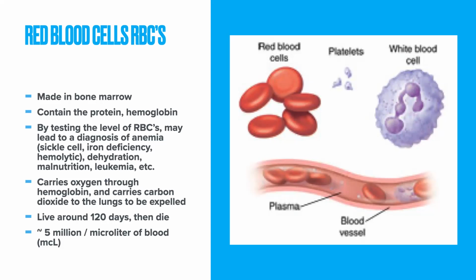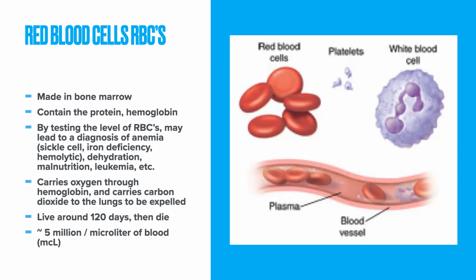Okay, perfect. So by testing the levels of the red blood cells, it may lead us to a diagnosis of anemia, sickle cell, iron deficiency, and hemolytic anemia. I can't ever pronounce this. I look at it and it sounds and looks weird and my brain doesn't work with it. Dehydration, malnutrition, leukemia, etc. So red blood cells gives us kind of an idea of, is the body producing red blood cells? Are they not producing enough? And then is it actually able to carry the adequate amount of oxygen to the rest of the body?